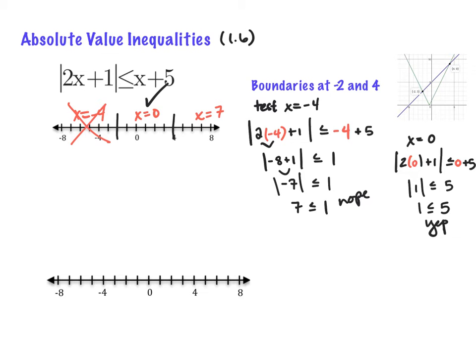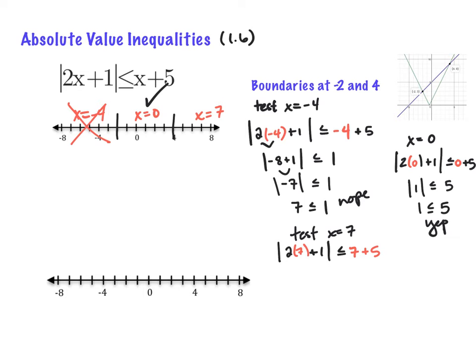So the last thing I'm going to check is x equals 7. The reason we check all 3 is because those extraneous solutions can have an impact. So test x equals 7. So I've got 2 times 7 plus 1, absolute value, is less than or equal to 7 plus 5.